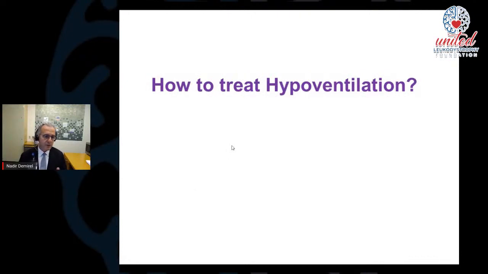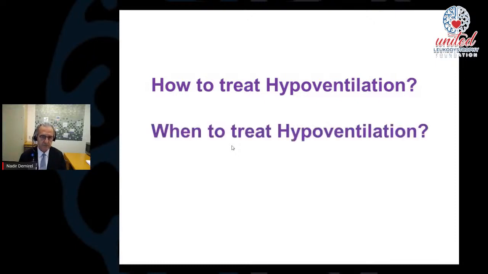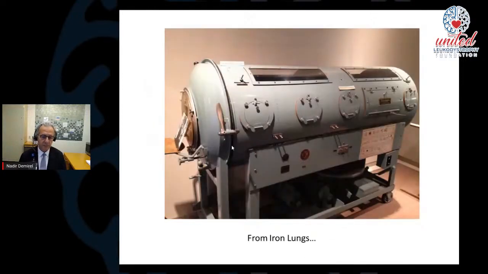So, all right, we do all these studies and we diagnose hypoventilation. Meaning that your oxygen is a little bit low, or your carbon dioxide is a little bit high, or very high, based on the level of hypoventilation. How do we treat it? And as important, when do we start to treat it?